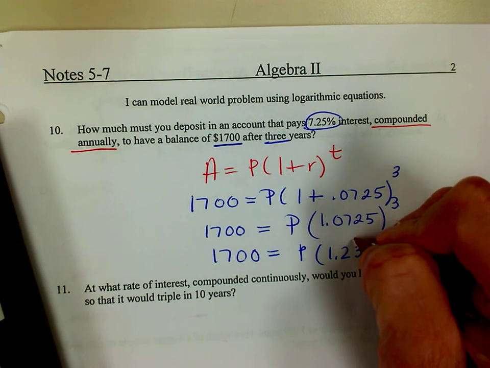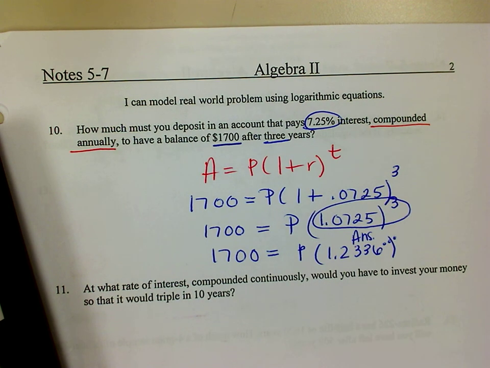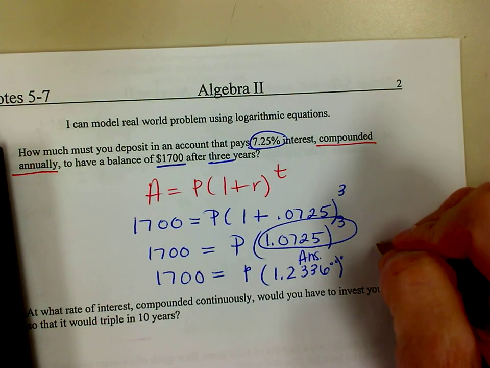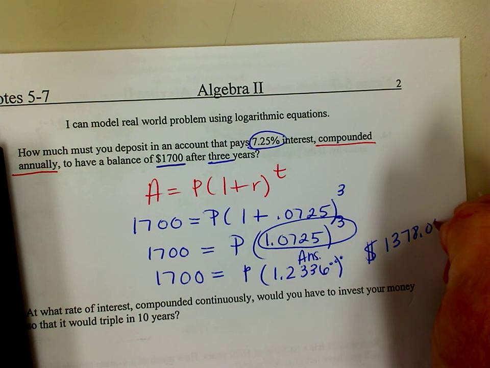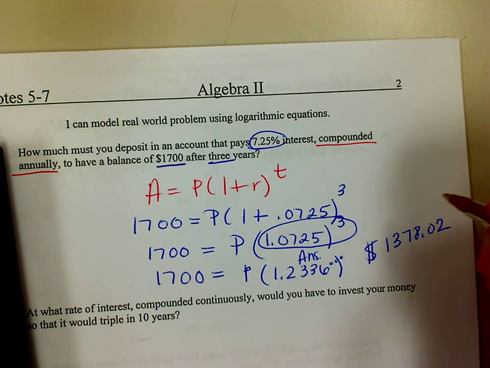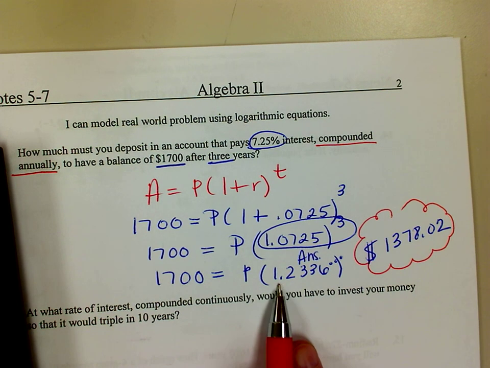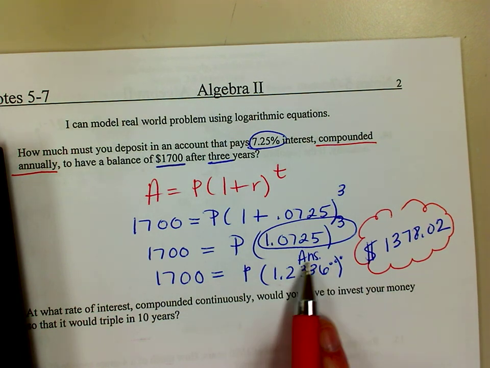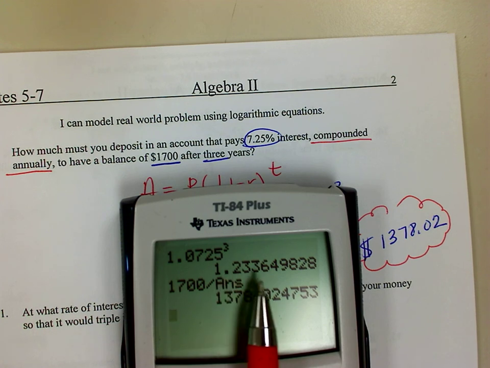Okay, so this is the answer to this. My starting amount was $1,378.02. That is my answer. You can write down what you get, but when you put it in your calculator, you want the entire number. That's why I called it answer, because when you put this in your calculator, you want to keep it exact. You're going to do 1700 divided by whatever that previous answer was in your calculator.